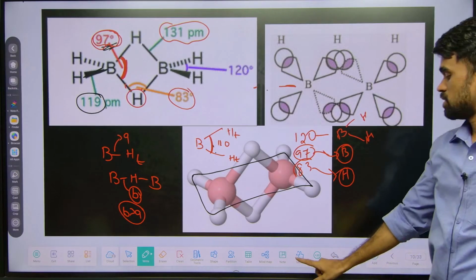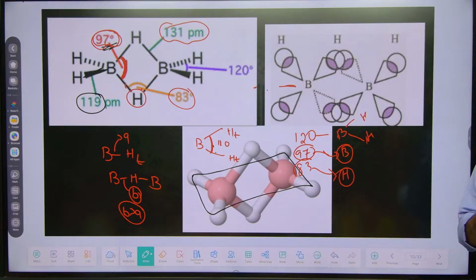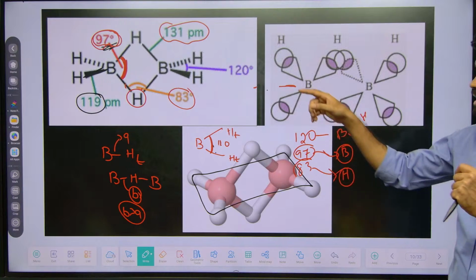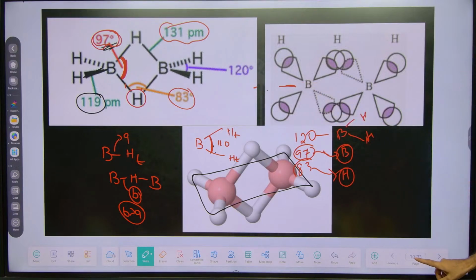Okay, so you got to know what is the hybridization: sp3 on each boron. And how many BHB 3-center 2-electron bonds are there? 2. 2-center 2-electron bonds? 4. Now we need to know the preparation methods. What are the methods from which we can prepare this diborane?